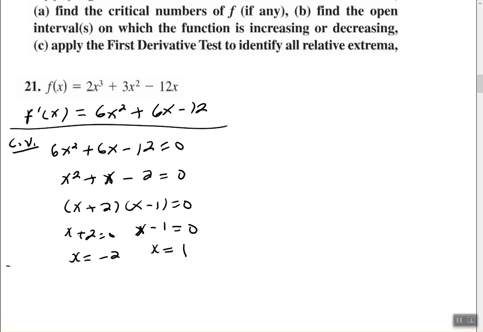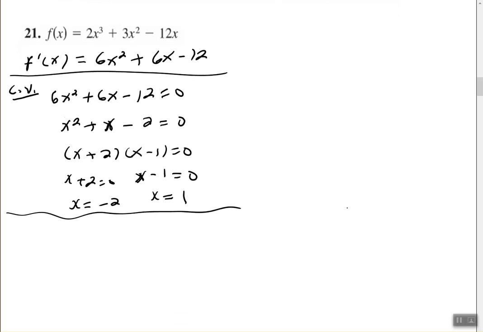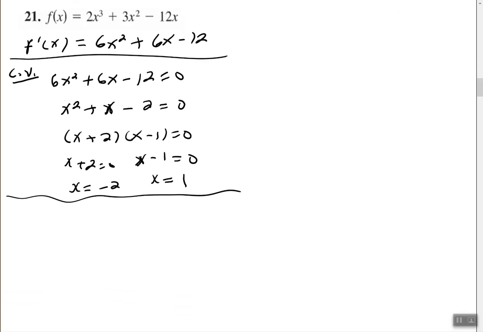So my critical values are -2 and +1. All right, so now I'm going to make my number line so I can find where the function is increasing and decreasing using those critical values. So I'm going to test -3, 0, and 2.